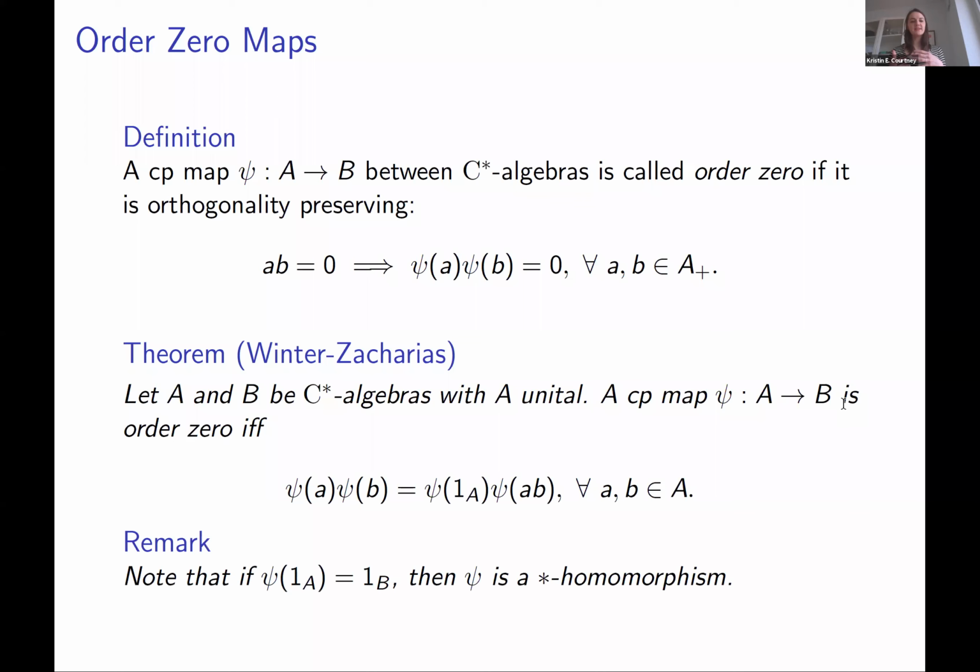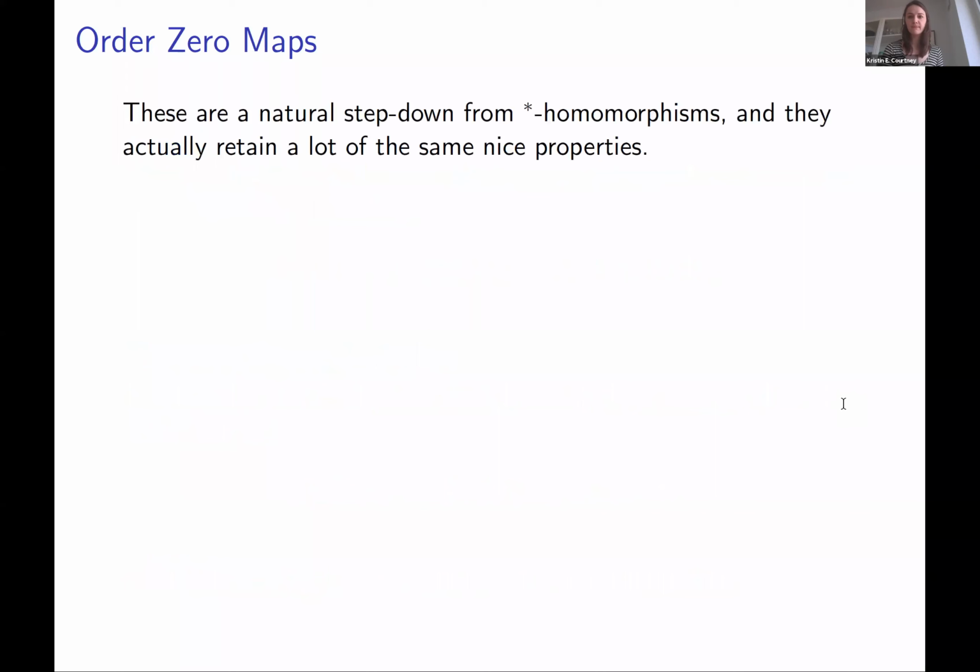Note that what this says is that if we have a unital, or unit preserving, CP order zero map, then it's automatically going to be a star homomorphism. So many times when we're working with order zero maps, for non-triviality reasons, we're implicitly assuming that they're not mapping units to units. Okay, so these are a natural step down from star homomorphisms, and they retain a lot of the same nice properties that you get from star homomorphisms.